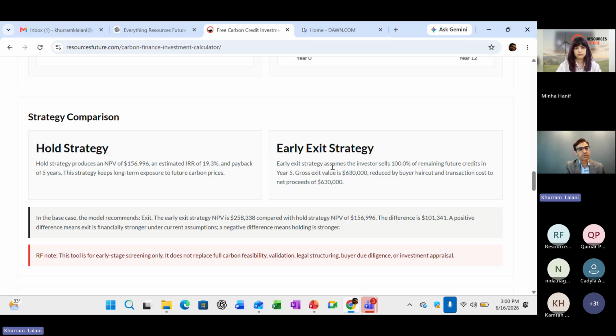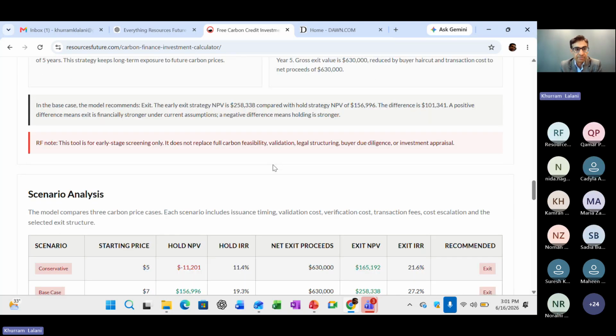You have thought about what would be the normal validation cost, verification cost, credit price assumptions, and in terms of strategy also, do you want to wait it out till 10 years, 12 years, or do you want to sell early and exit whatever project that you have? The base case, the model recommends exit.